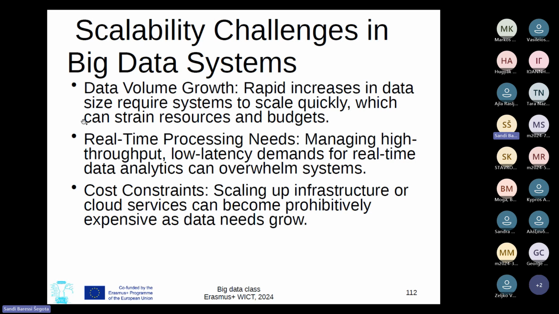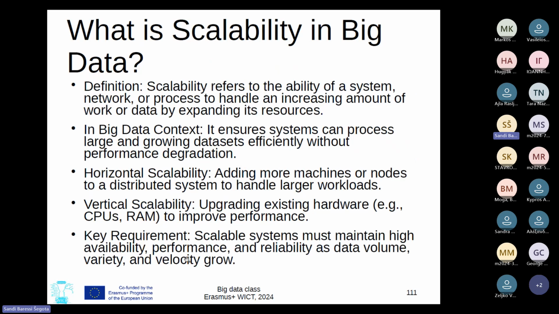Then the problem is real-time processing, as I mentioned. We talked about how real-time processing is done and so on, and finally cost constraints. Can you scale up infrastructure? Yes, but you can't infinitely upgrade stuff. You can't infinitely add more machines. Especially with horizontal scalability, it's a problem because you get increases.